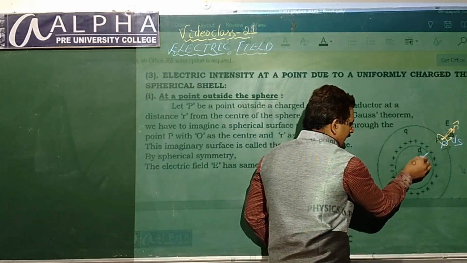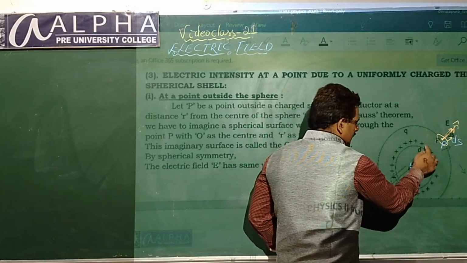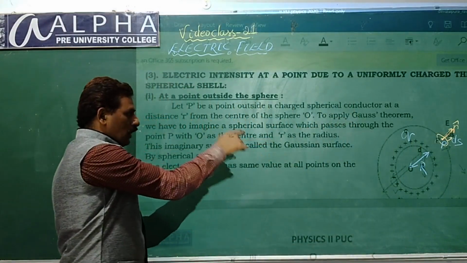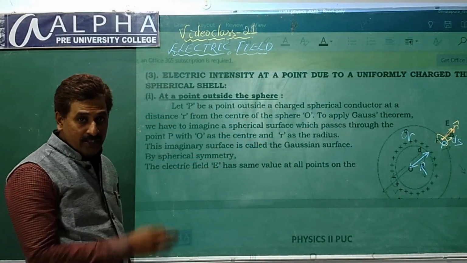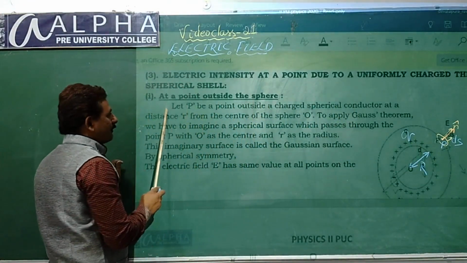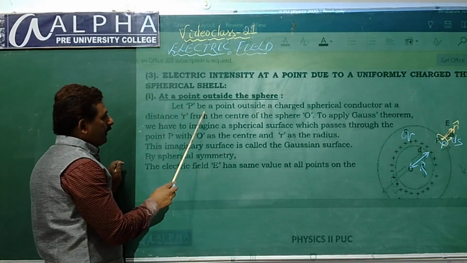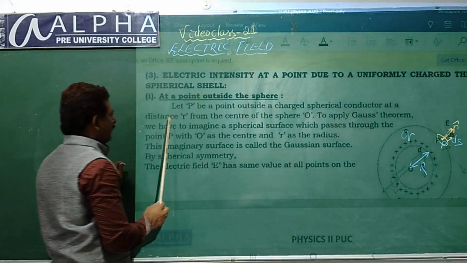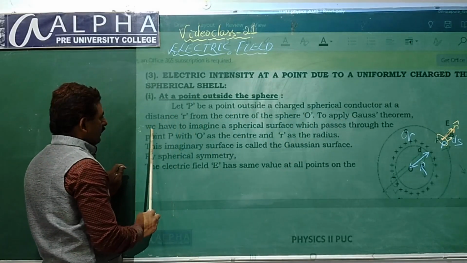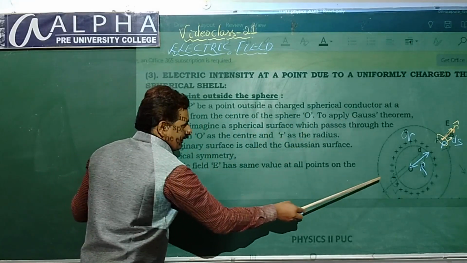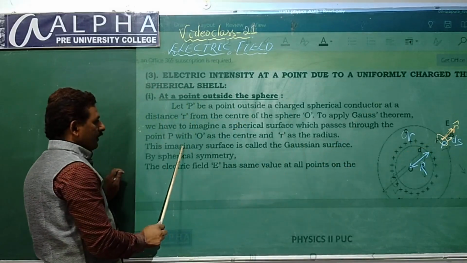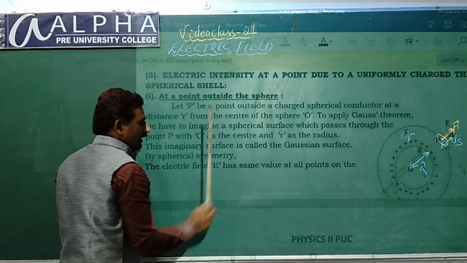The radius of the spherical charged shell is capital R, and the charges are on the surface, charged with an amount of charge Q. That's it, students. That's what I wrote and explained in the derivation just a minute ago. Now, after writing the diagram, you have to write this explanation. A point P is outside a charged spherical conductor, at distance R from the center O. Apply Gauss theorem. To apply Gauss theorem, we imagine a spherical surface, the outer one, which passes through the point P, with O as the center and R as the radius. That's what I told you.